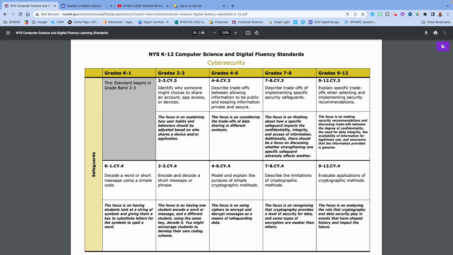So really at the younger grades, it could be understanding how words are put together. And as you get into older grades, it's looking at how we can code our messages to make sure that we're staying protected. That one can be a lot of fun in the classroom, that's for sure.